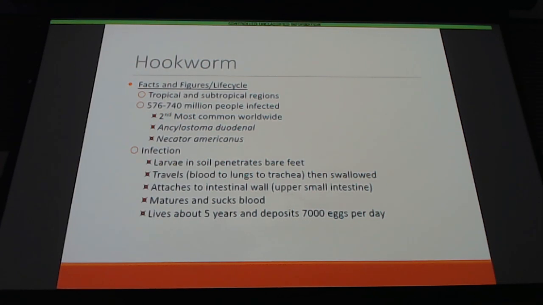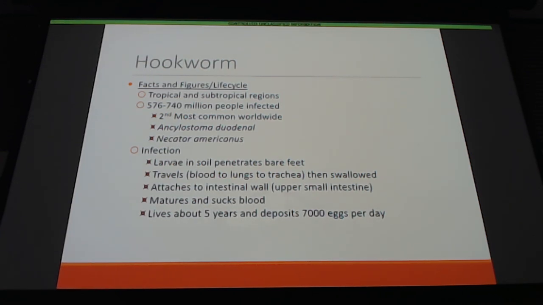You walk around barefoot. This thing attaches to your skin. It penetrates your skin. It gets to your portal system. Goes to your lungs. Gets into your alveoli. Breaks out of your alveoli. Comes up your bronchial tree. Goes to your trachea and epiglottis, and then you swallow it. That's how it makes it to your intestinal tract. And then in the intestinal tract, it just hangs out. Okay? It latches on and it feeds on your blood.